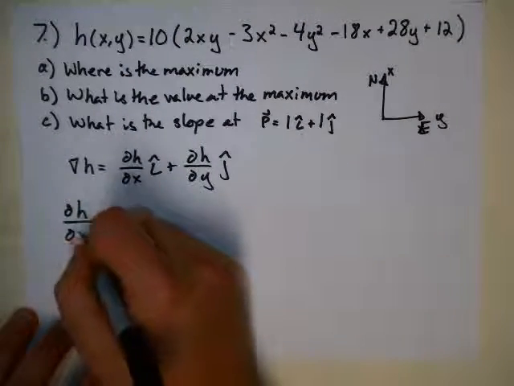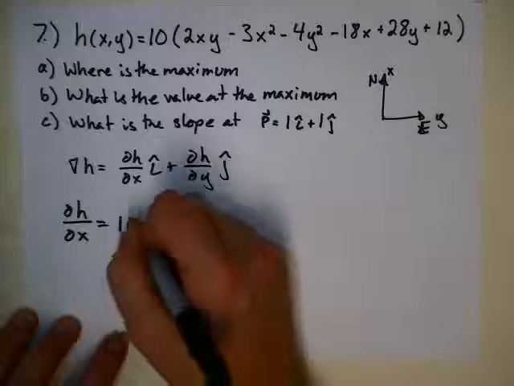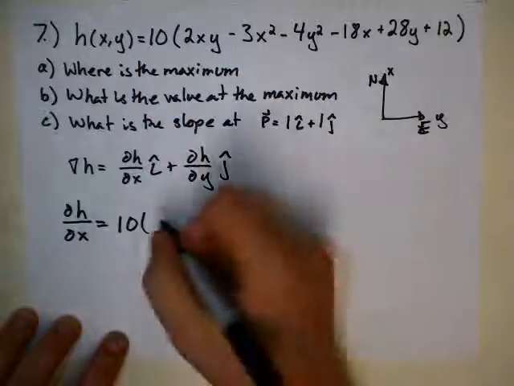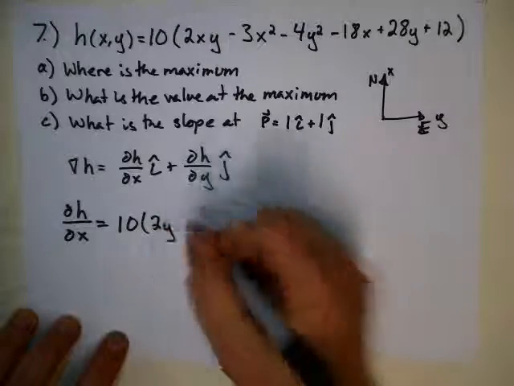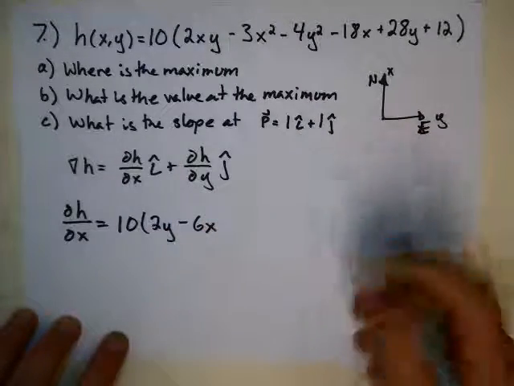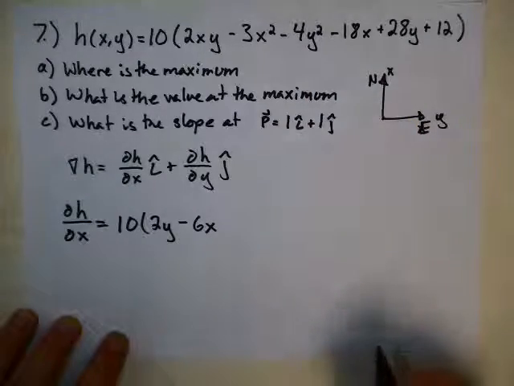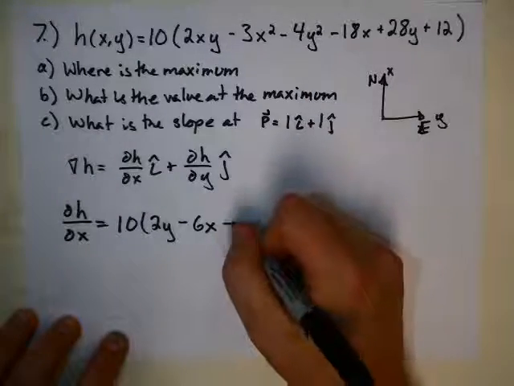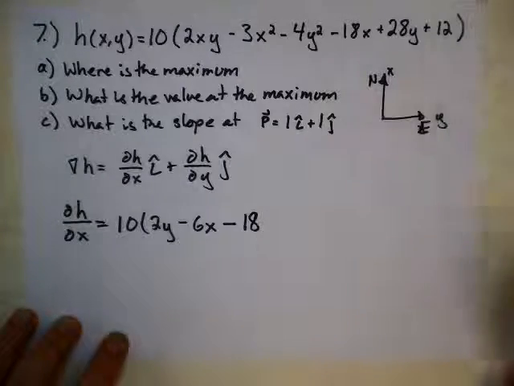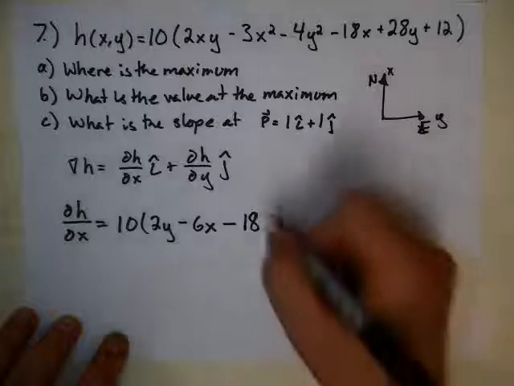So the partial derivative of h with respect to x is going to be 10. That's just the multiplication. 2xy is going to give me 2y. Minus 3x squared is going to give me minus 6x. Minus 4y squared is going to be 0. Minus 18x, the derivative with respect to x is minus 18. Minus 28y, the derivative with respect to x is 0. And 12 is a constant.